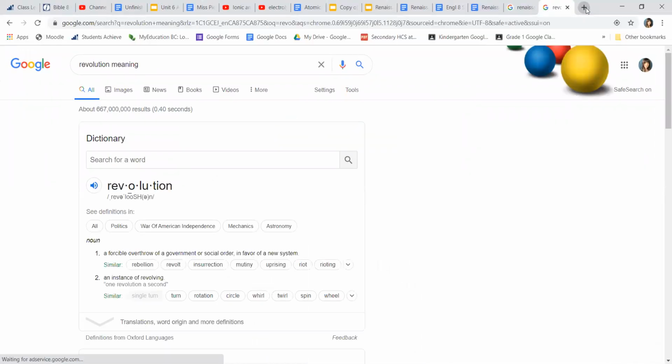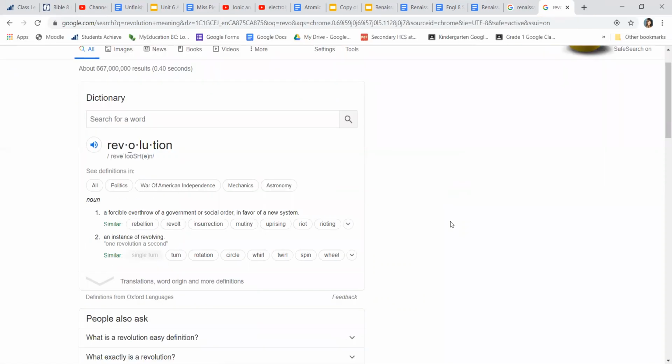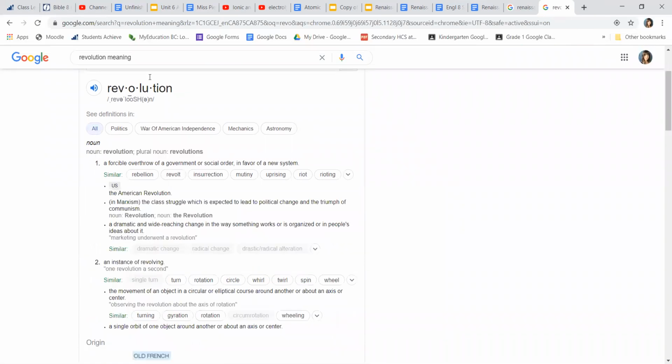I look it up. Even if I've heard the word lots and maybe I think I know what it means, if I have a question that's asking me to really explain my thinking along the lines of a word that I don't fully know, I look it up. And so here, with the word revolution, if you take a look, you'll notice that this is what they're referring to when they're talking about a revolution. So all of this new scientific theory and experiments and all that kind of stuff, a revolution is a dramatic and wide-reaching change in the way something works or is organized or in people's ideas about it.